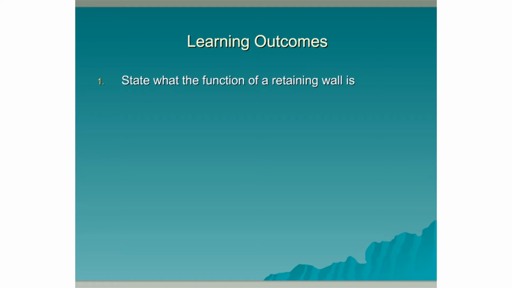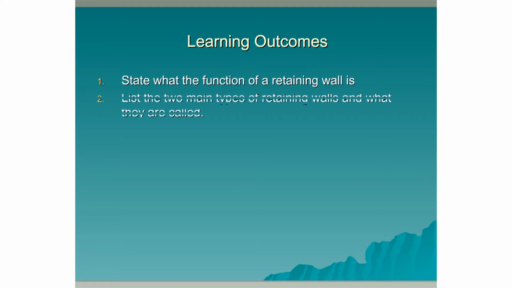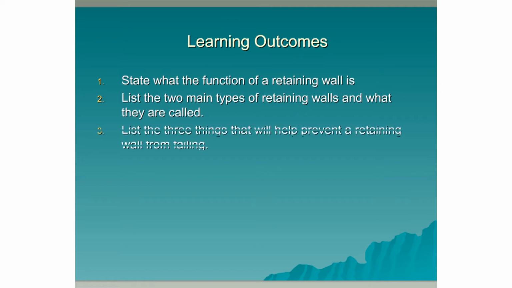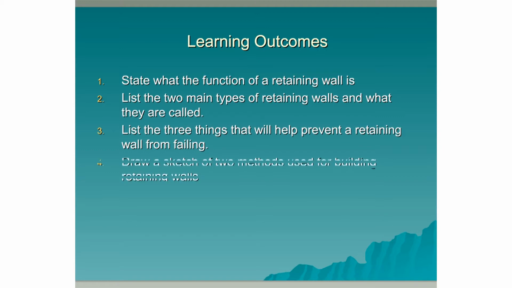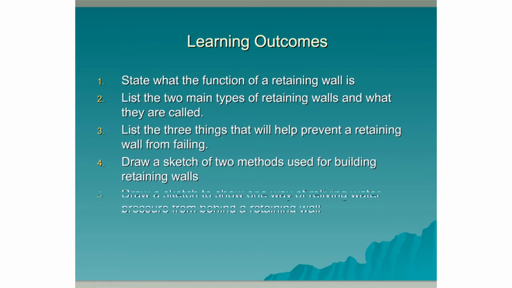state what the function of a retaining wall is, list the two main types of retaining walls and what they are called, list the three things that will help prevent a retaining wall from failing, draw a sketch of two methods used for building retaining walls, and draw a sketch to show one way of relieving water pressure from behind the retaining wall.